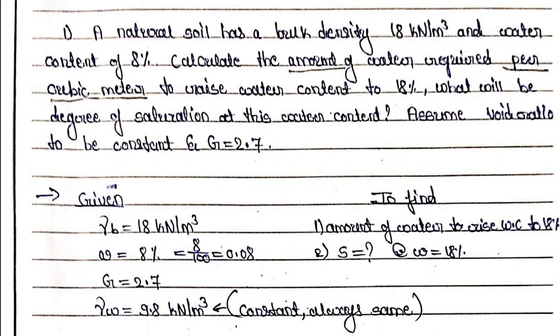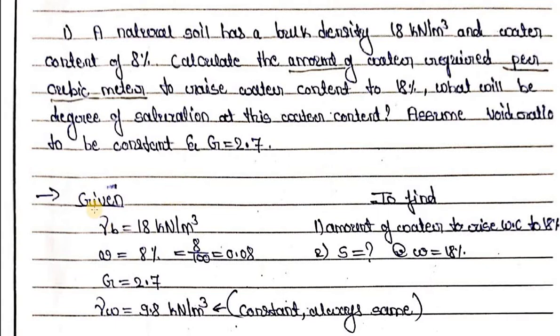So you can see this. The natural soil has a bulk density. Remember, they have given it as a bulk density and water content of 8%. Calculate the amount of water required per cubic meter to raise the water content to 18%. Actually, there is a water content of 8%. We need to raise the water content to 18%. What will be the degree of saturation at this water content? Assume void ratio to be constant, so void ratio will not change, and G is equal to 2.7.